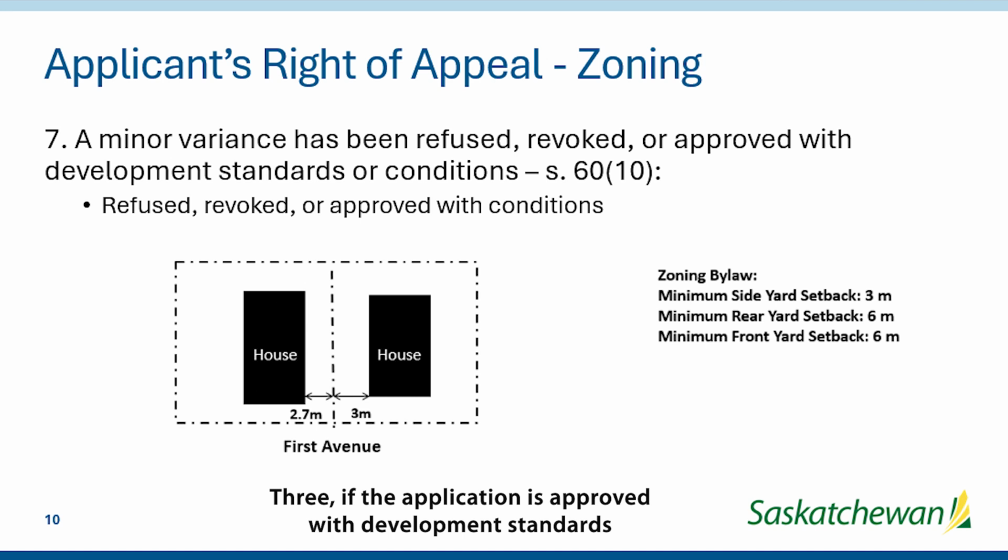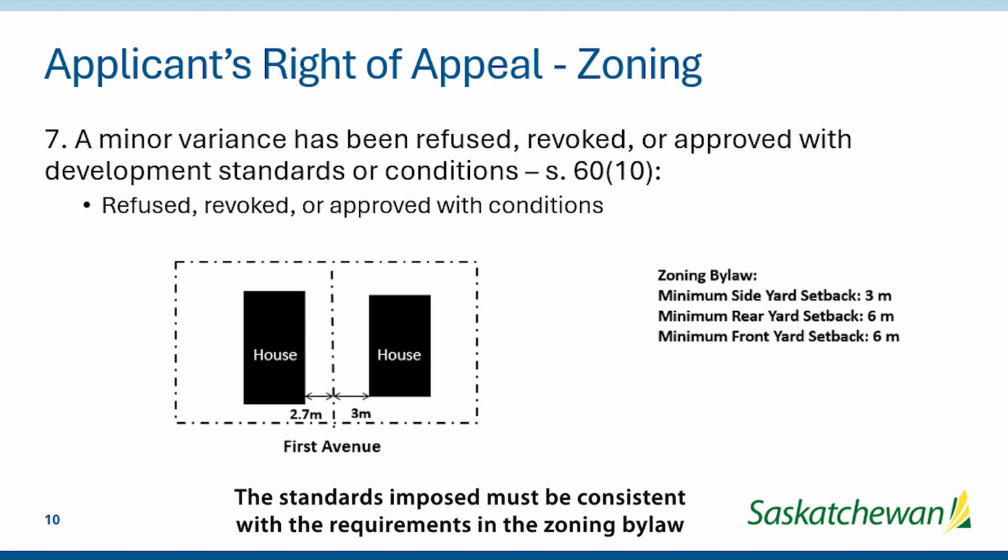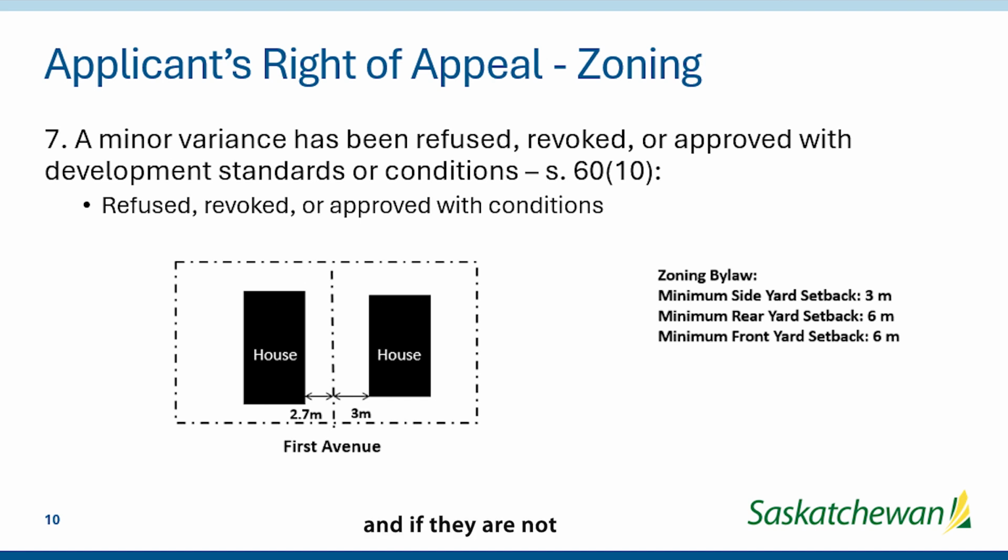3. If the application is approved with development standards or conditions, the applicant may appeal those standards to the board. The standards imposed must be consistent with the requirements in the zoning bylaw, and if they are not, the board may direct that the standards be altered to what is in the zoning bylaw or remove them entirely.